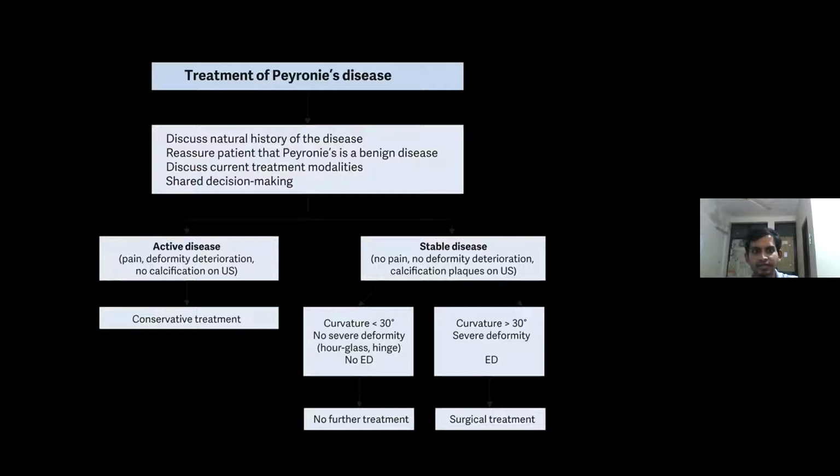Management of Peyronie's disease depends on whether the patient has active disease or stable disease, and we have to discuss the sexual disability with the patient. In the active phase, patients mainly have pain. Initially we plan conservative management. In the stable phase, there's no pain, and we assess the penile length, the degree of curvature, and whether the patient has any hourglass deformity and erectile dysfunction. Depending on that, we plan the management.